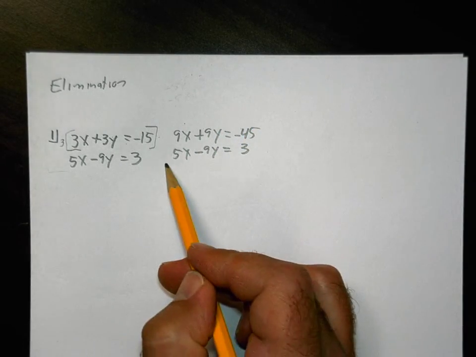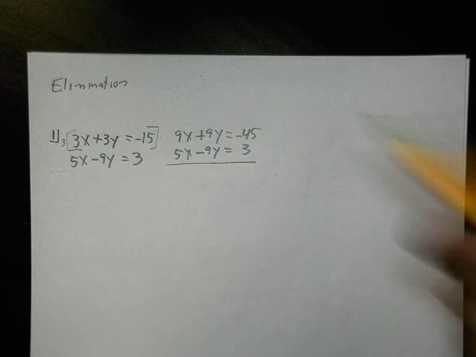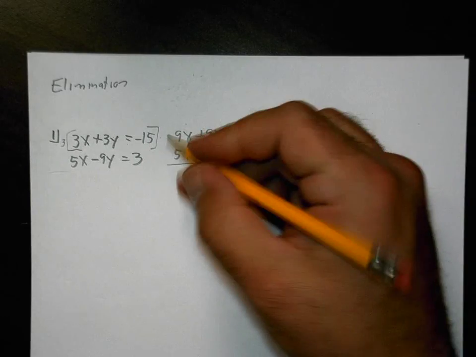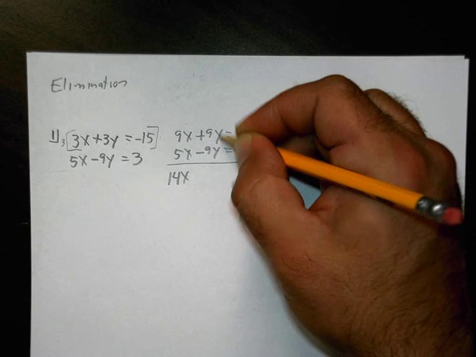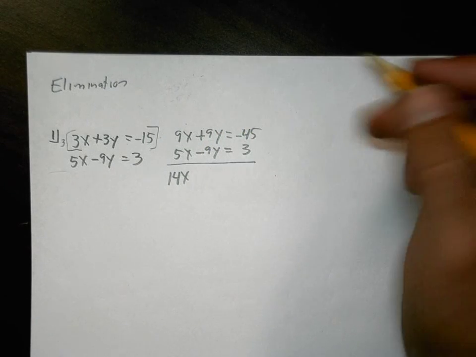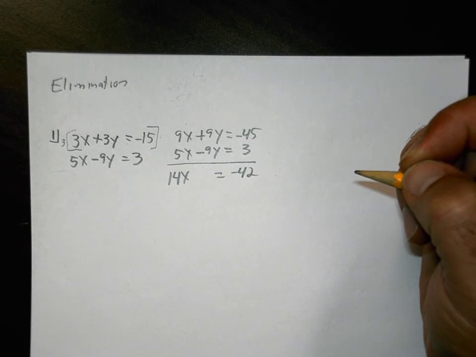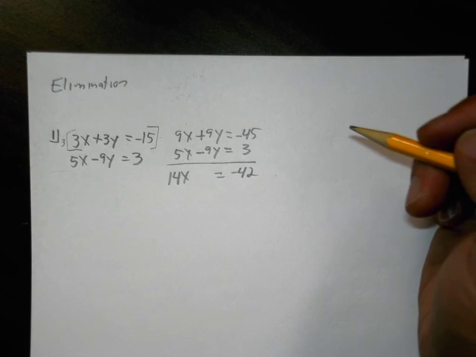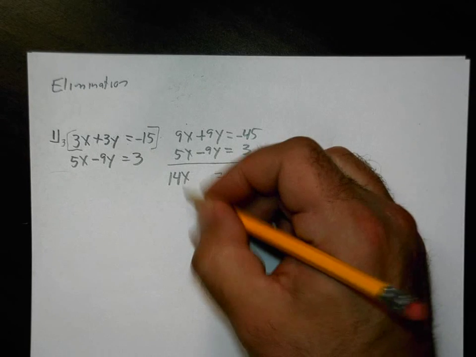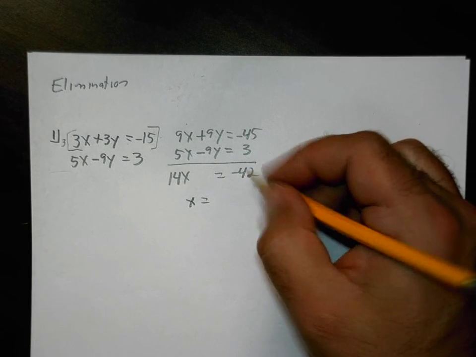Leave the bottom equation like it is. Now we add them together. So we get 14x. The y's go away because that adds up to 0, equals negative 42. Okay, we've eliminated the y variable. Now we just solve for x. Divide both sides by 14.